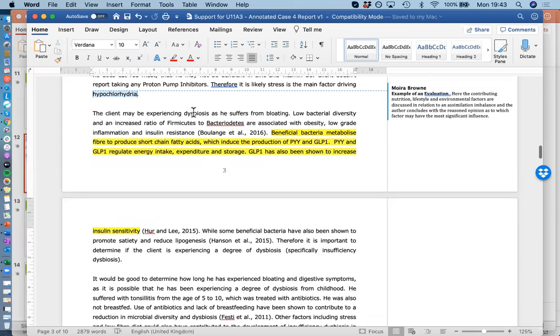The client may be experiencing dysbiosis as he suffers from bloating, low bacterial diversity, and an increased ratio of F2B, which are associated with obesity, low-grade inflammation, and insulin resistance. If you included that, it would probably be enough. Ideally, this is quite a bit of detail in terms of the mechanisms. We will give you feedback if you don't include certain points, because that's what we're going to do, to help you show how you could develop further. But if you were to include that level, that would be a good starting point, and then in a few places include a bit more detail.